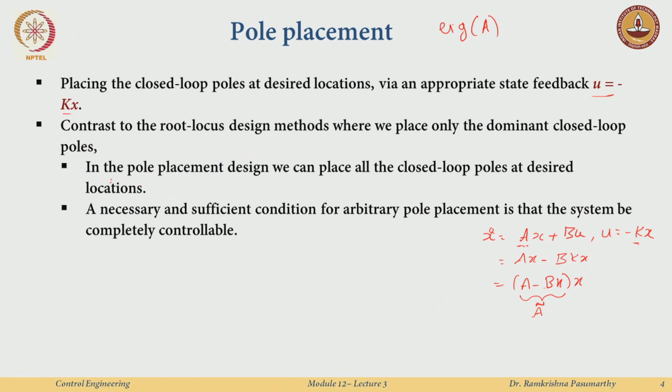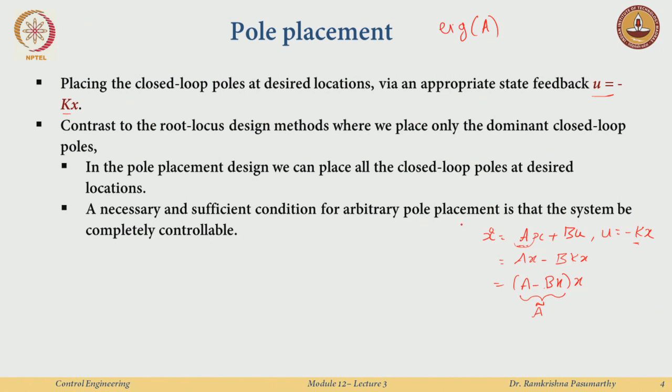Okay. This is not surprising. Again, this is a good mathematical proof, but we will not do this. We will just learn this with some very small examples, the necessary and sufficient conditions for arbitrary pole placement. What is arbitrary? If I have n poles here or n eigenvalues, can I shift all the n eigenvalues to desired locations? So this is arbitrary pole placement. When can I do this? I can do this only if the system is completely controllable.